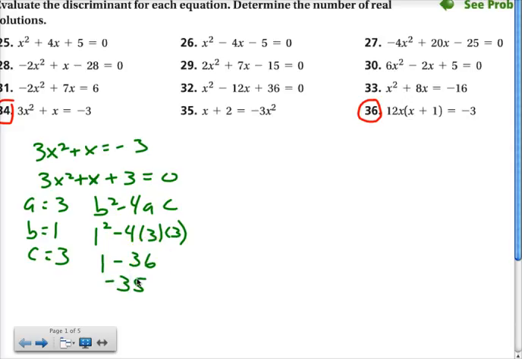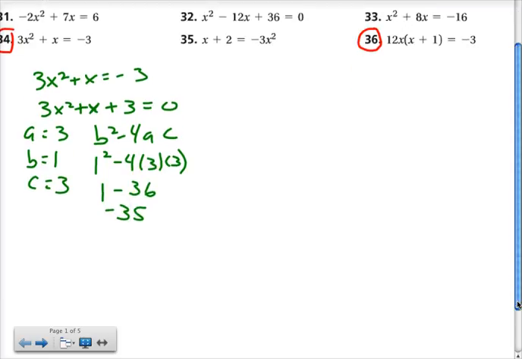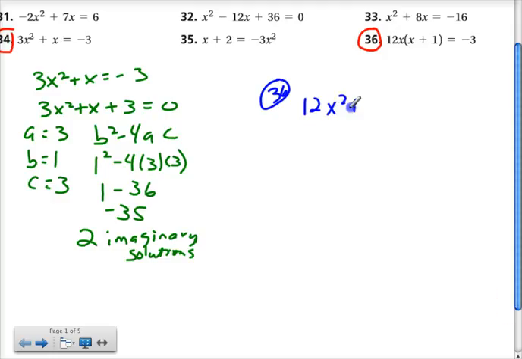And again, the negative 35, well, that's nice to know. Just the negative part is what tells us what's useful about the discriminant. And that is if, underneath that radical symbol, b squared minus 4ac is a negative, we're going to get two imaginary solutions. Because if you try to take the square root of a negative number on your calculator, it's going to yell at you and tell you you can't do that. So say non-real solutions.